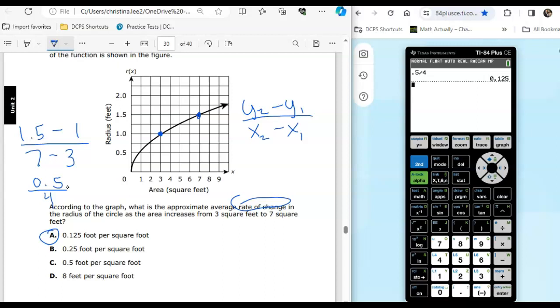Okay, so remember, if you see that rate of change, you're using your slope formula where you're subtracting later value minus earlier value, all over the later input minus the earlier input, okay? Or y sub 2 minus y sub 1 over x sub 2 minus x sub 1.